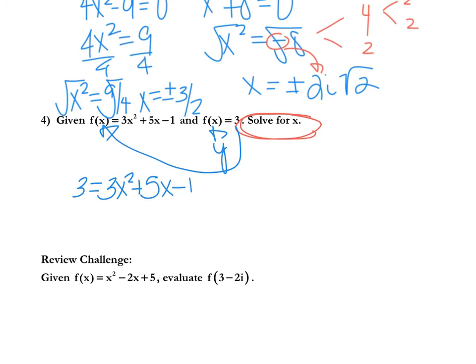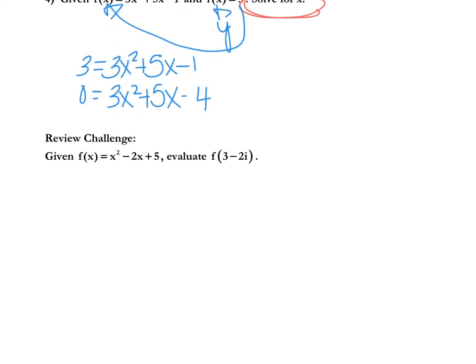And then to use the quadratic formula or to factor, it has to be set equal to 0. So 0 equals 3x squared plus 5x minus 4. Okay, and then this would be another example where you guys would have to use the quadratic formula, but we've done enough of those. So let's go ahead and go to the last example.